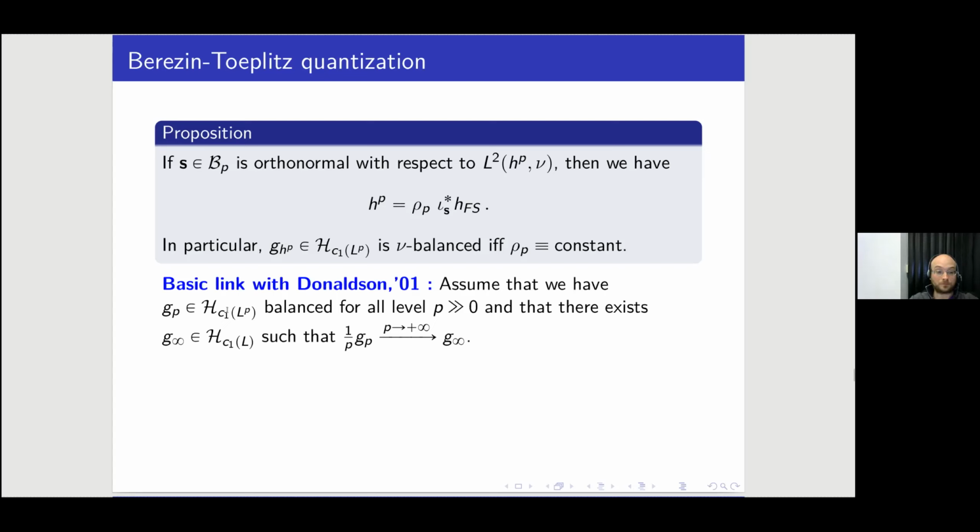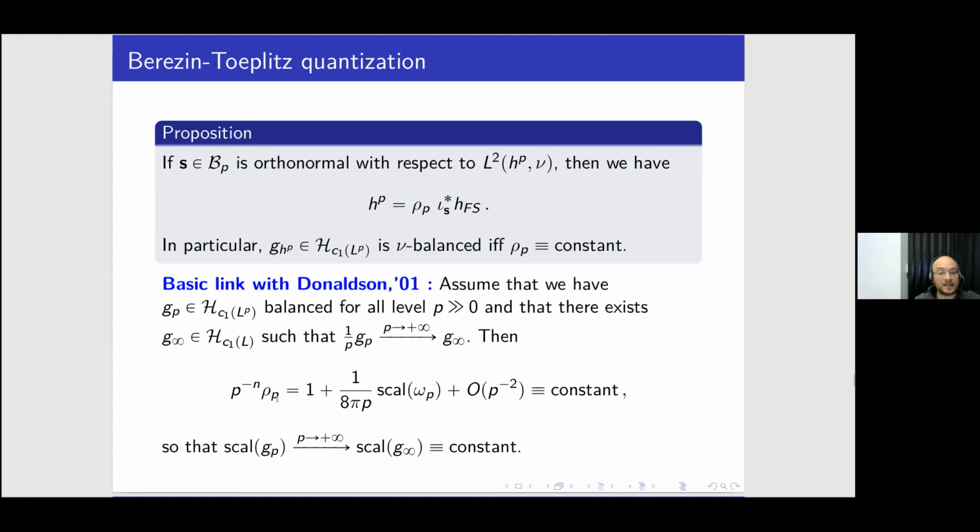On the contrary, assume that there exist balanced metrics and that they do converge to a limit. It's not the theorem of Donaldson. Donaldson tells us that if there is a constant scalar curvature metric, then you have balanced metrics which converge, right? Assume on the other hand that you have balanced metrics and they do converge to a limit. Then this limit has to be of constant scalar curvature.